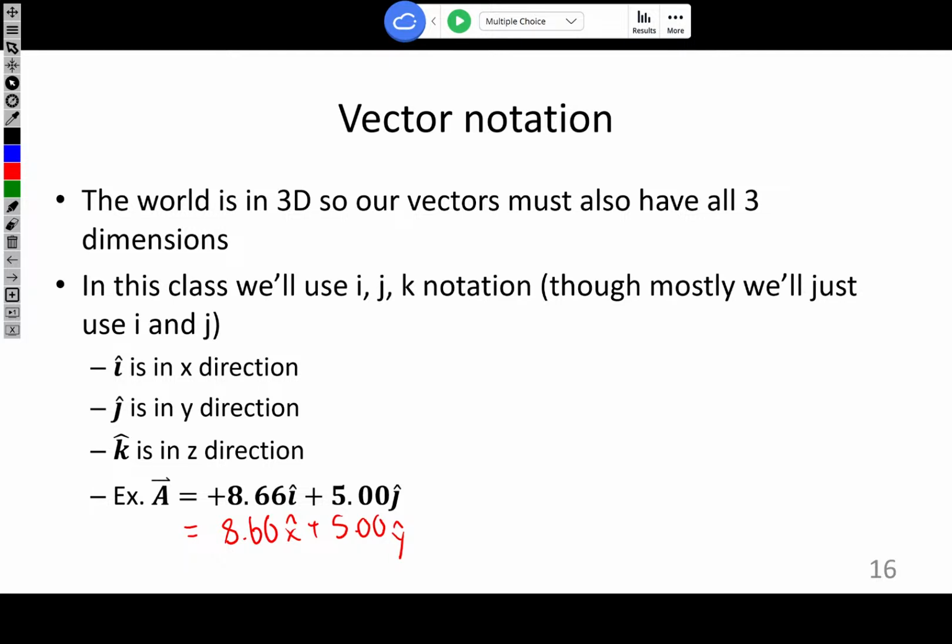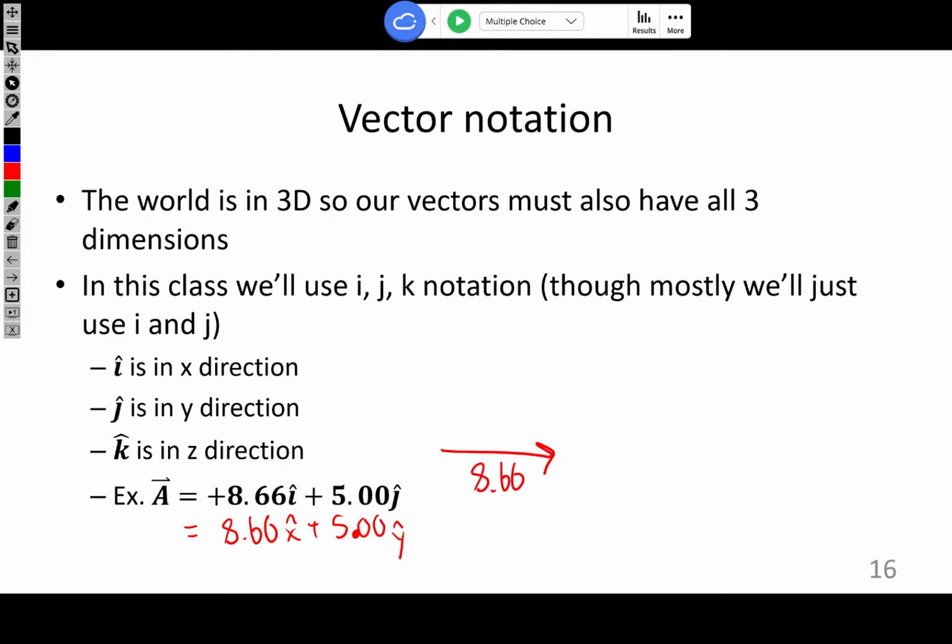So in practice, what does that mean? How do I actually draw this vector? It's got 2 numbers to it. We draw an arrow. So this 8.66 is in the x direction. It's positive. Positive is to the right. Negative is to the left. It's exactly what you'd want it to be. Positives and negatives will matter. So we draw an arrow that's 8.66 to the right because it's positive.